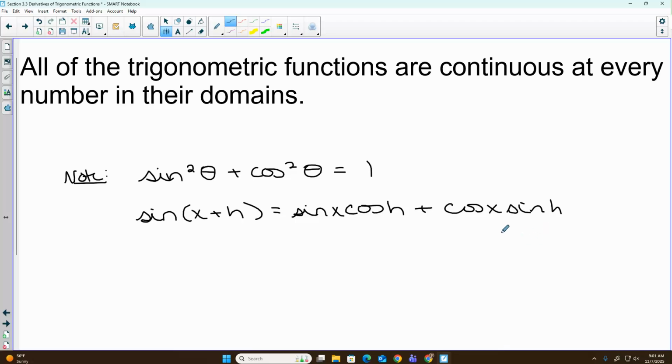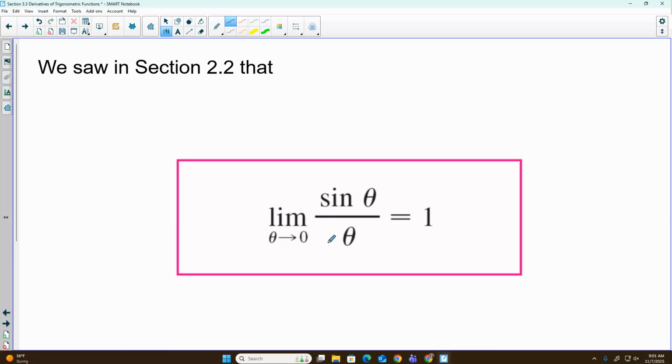One other thing that we know, we saw this back in section 2.2, the limit as theta approaches 0 of sine theta over theta goes to 1, right? And we actually had that as an identity. That's something we know. We don't have to prove that, but this expression still holds true.